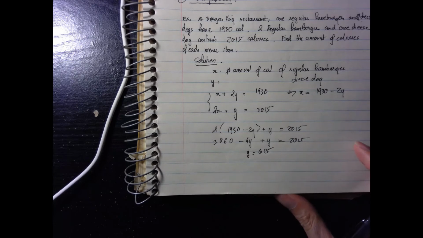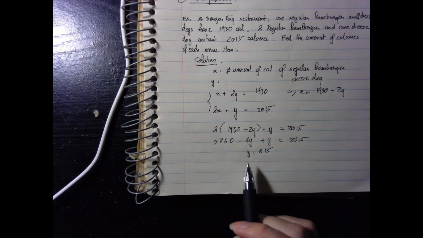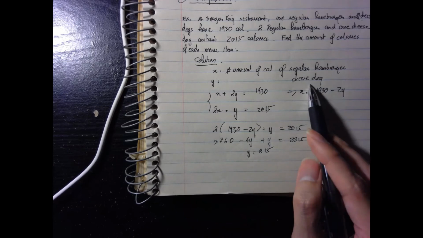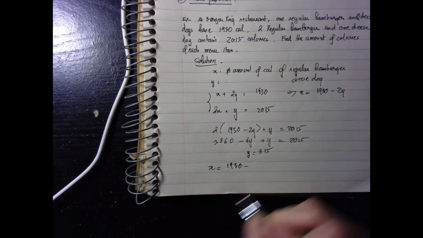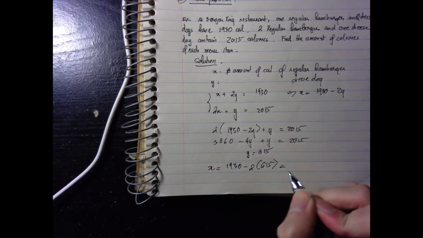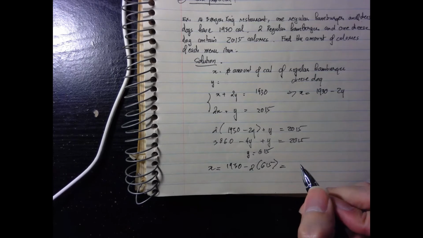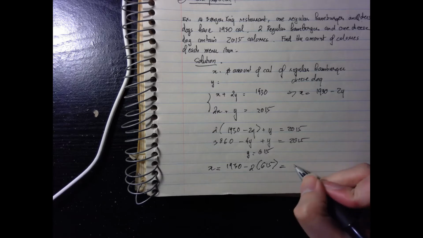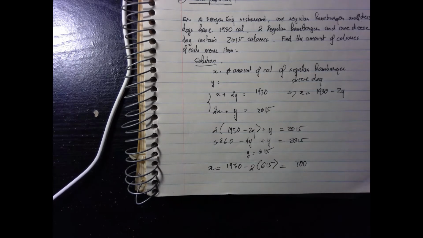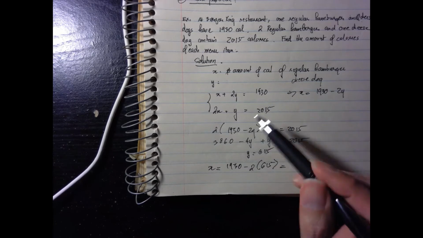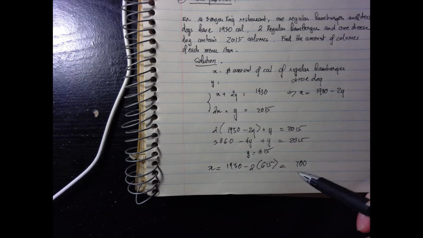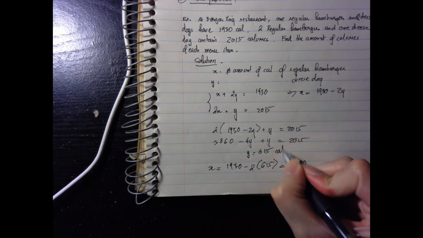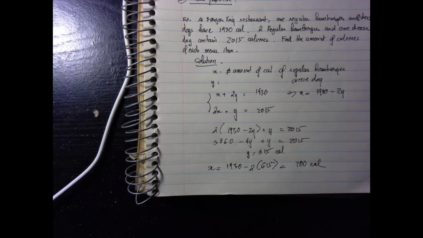Okay. So far we got a y only. We need to solve for the x. So I'm going to plug in here. It becomes 1930 minus 2615. Then I got x is 700. It means that one regular hamburger contains 700 calories. So the unit here is calories. Make sure you always put a unit when solving a word problem.